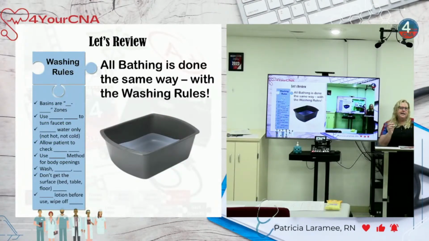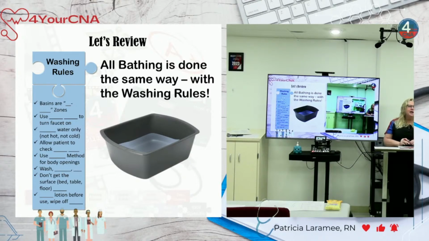All bathing is done the same way with washing rules. What cannot go in the basin? Soap, right. Why can't we put soap in the basin? Anybody know? The water was clean for rinse. That's right. We need clean water for rinsing. Very good. So if we put soap in the basin, then we can't rinse because we have no rinsing water. So whatever we wash, we rinse. Whatever we rinse, we dry.